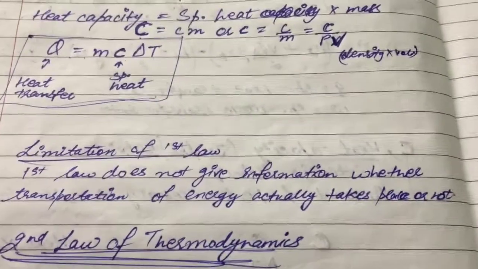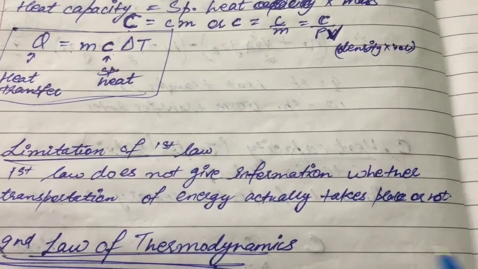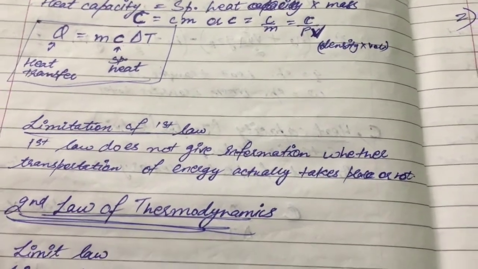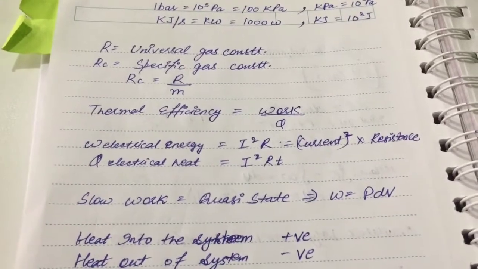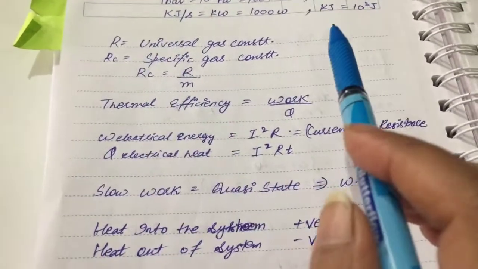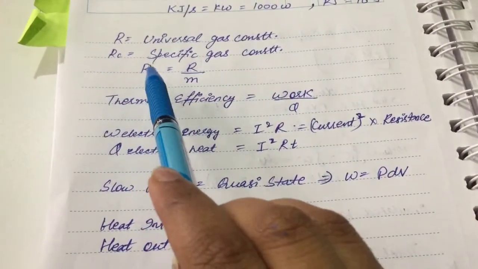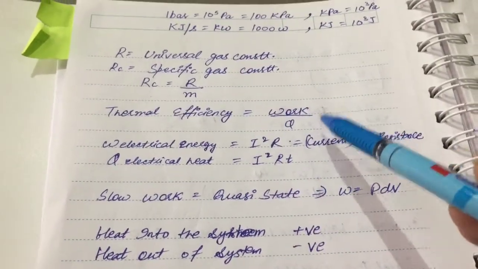The limitation of the first law is that it does not give information on whether the transfer of energy actually takes place or not. So next we have our second law. Before starting the second law, there are a few terms which I'm going to discuss. R we know is the universal gas constant, and small r is the specific gas constant, which is R by M, and thermal efficiency is work by Q.